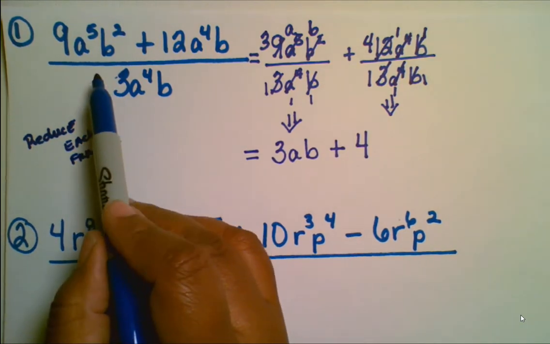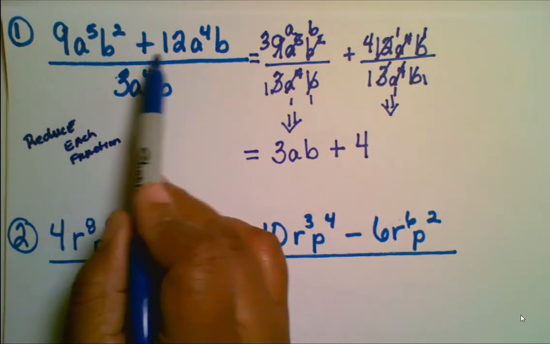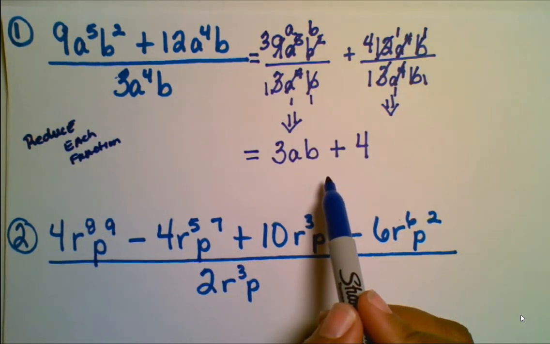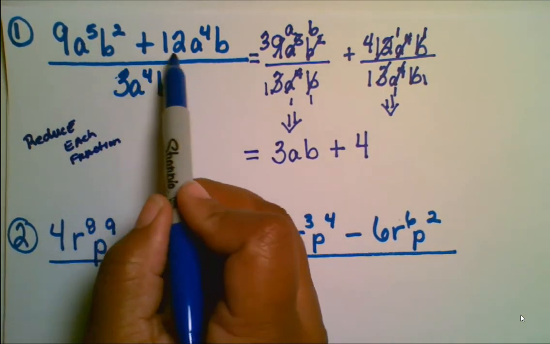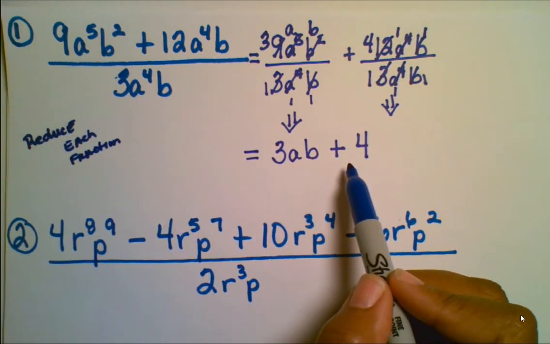Now, depending on how many terms you have in the dividend, i.e. our numerator here, that determines how many terms you're going to have in your answer. So for this example, since we have 2 terms in the numerator, in our answer we must have 2 terms.